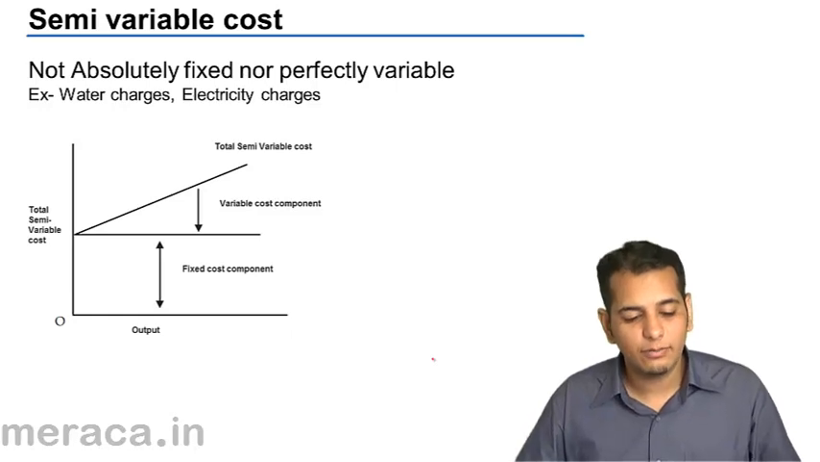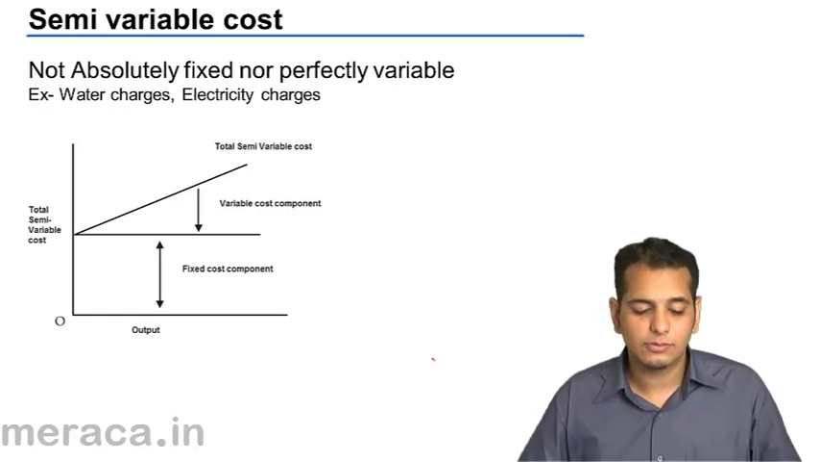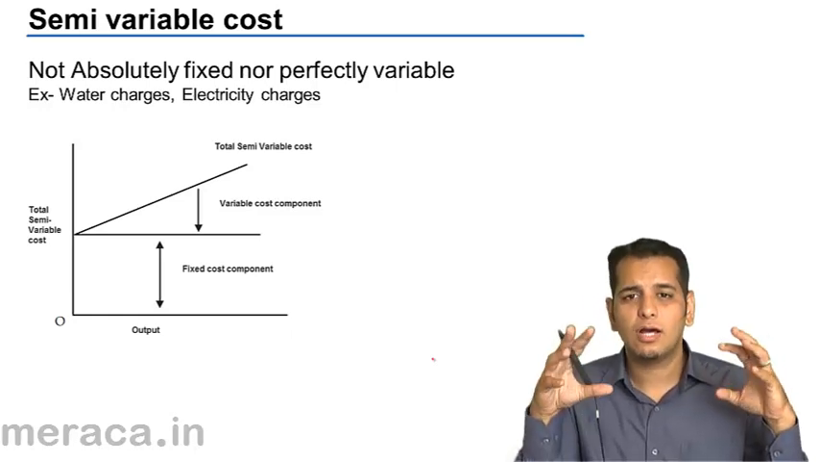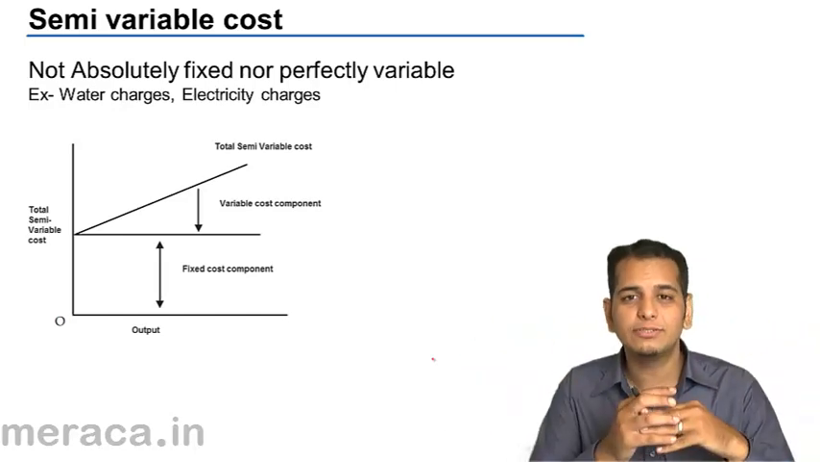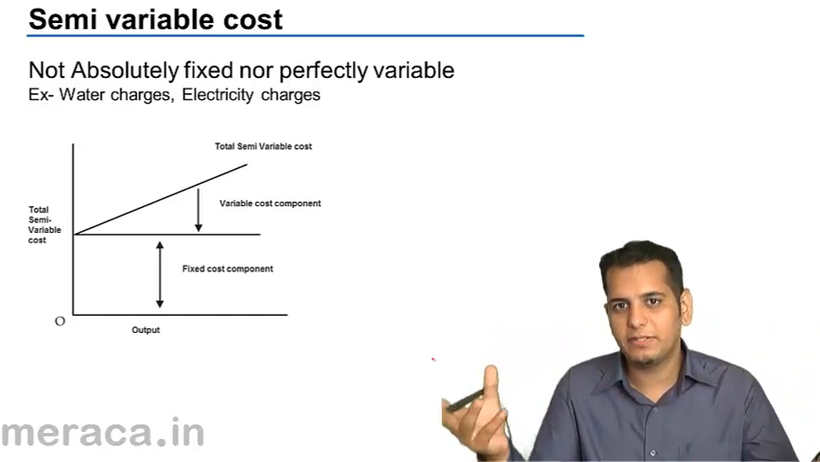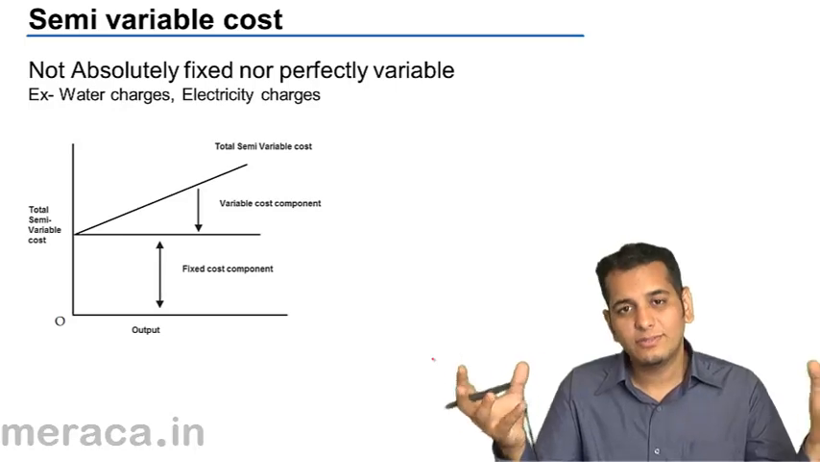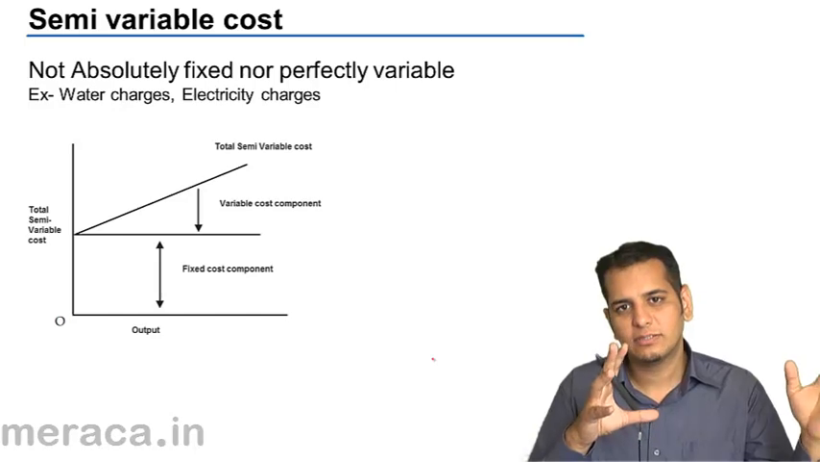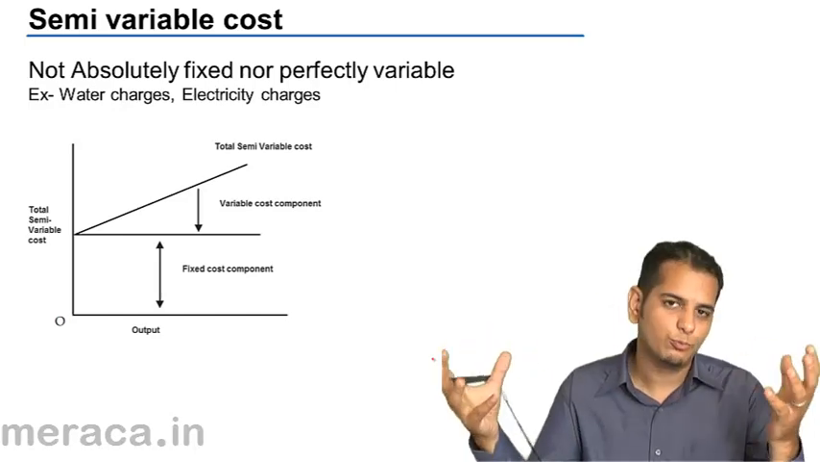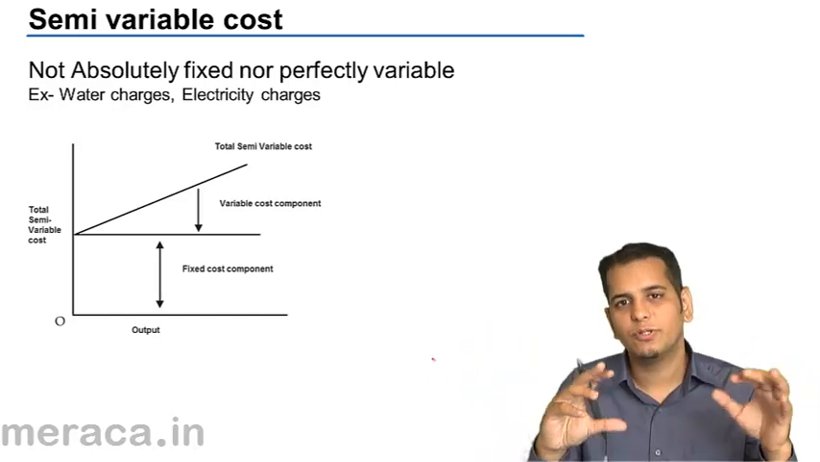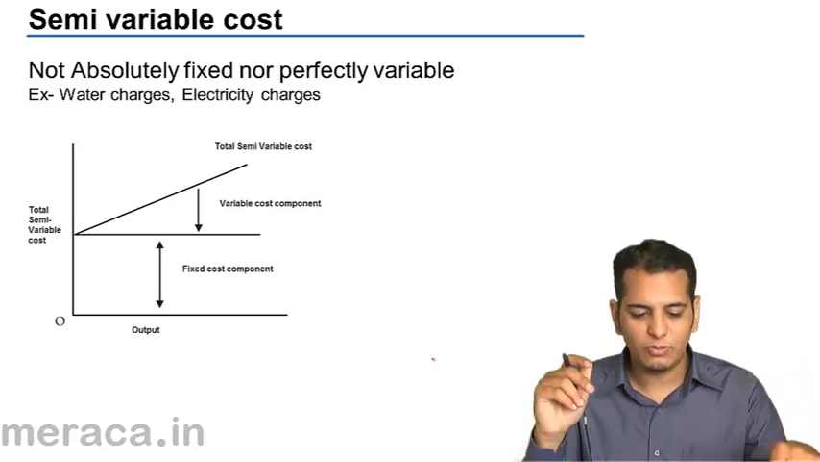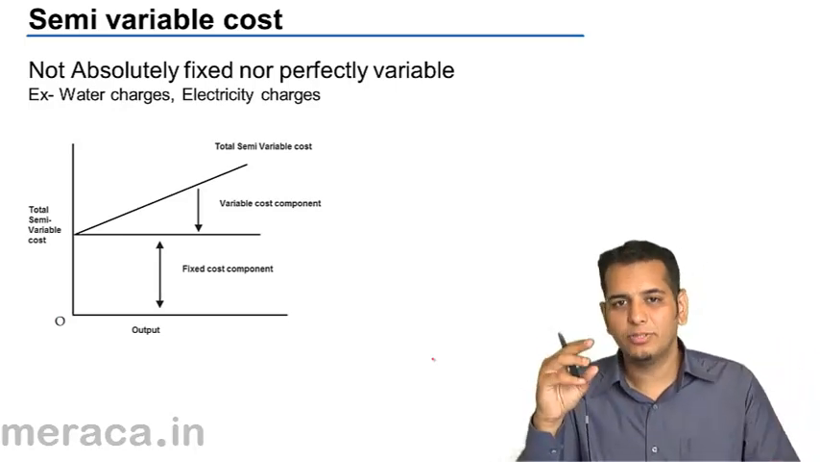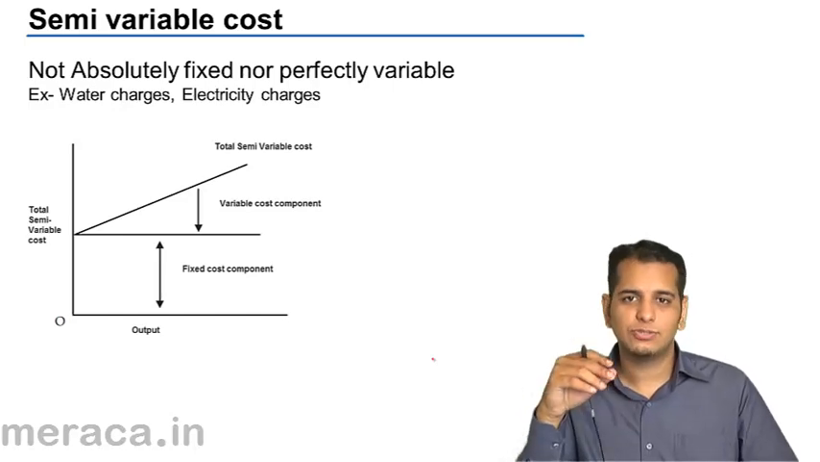Now let's understand what are semi-variable costs. Semi-variable costs are those costs which are a combination of fixed cost and variable cost. It is a mix of both. Some part of it is fixed and the remaining part is variable, and thus we call it the semi-variable cost. The best example here is the electricity charges.